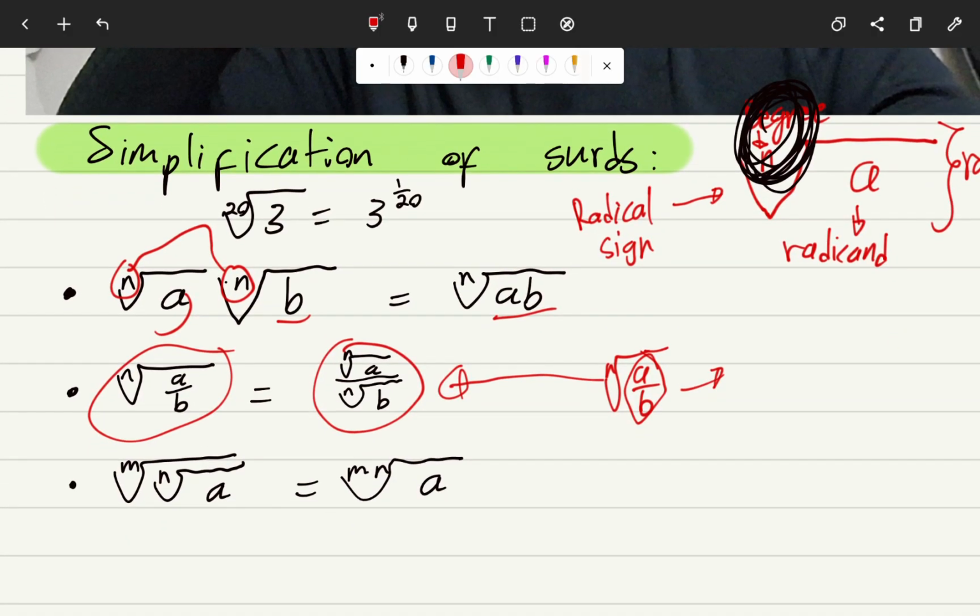I think this is the last one. So here you see that you have a radical sign under a radical sign, so basically what they are saying is that you just multiply your degrees. You multiply your degrees, there's your radicand and the product of your degrees right here.